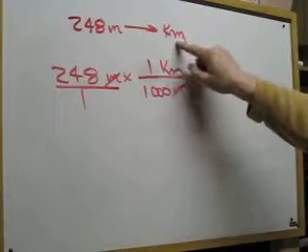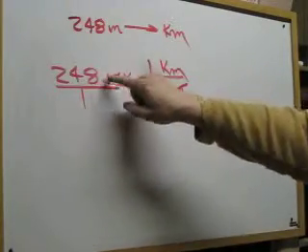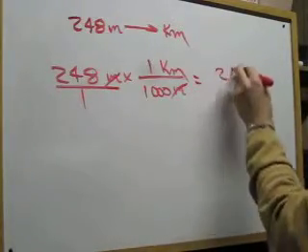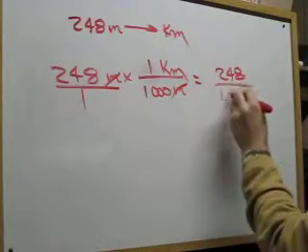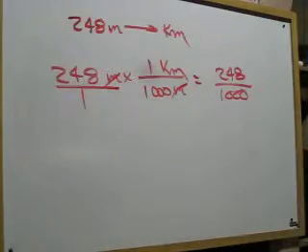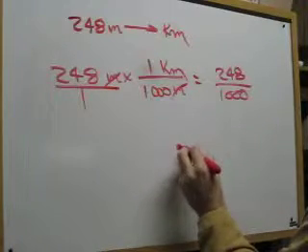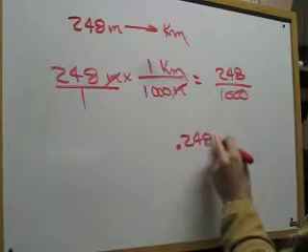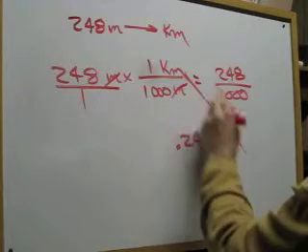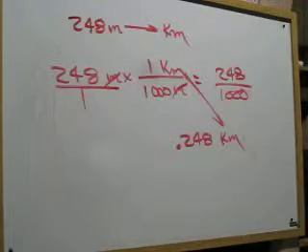Kilometers is left, that's what we're looking for. So we multiply 248 times 1, and that is over 1,000. And when you divide that out, you end up with a decimal, which is what you want. And you end up with 0.248 kilometers. Don't forget to put your unit of measure there as far as the kilometers are concerned.